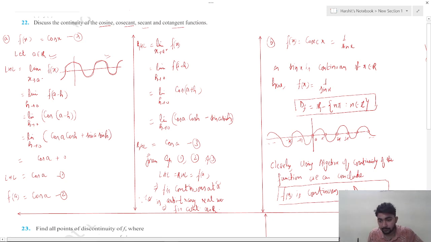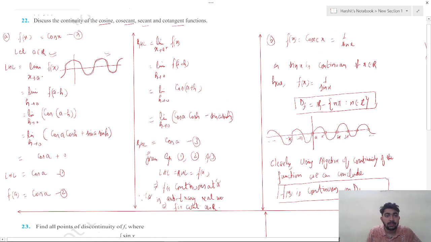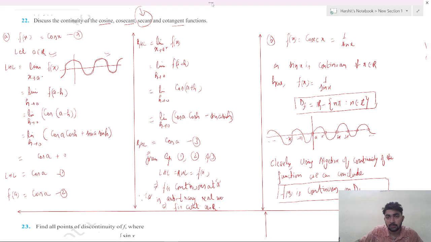Now same as that, secant is 1 upon cos. So the secant one is your homework. You need to complete the secant one. Okay, secant you need to complete. Why you need to complete? Because 1 upon cos is there, and cos x we already know where it is 0, at (2n plus 1) pi by 2. Where it is 0? At (2n plus 1) pi by 2.